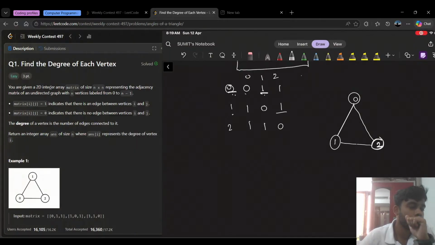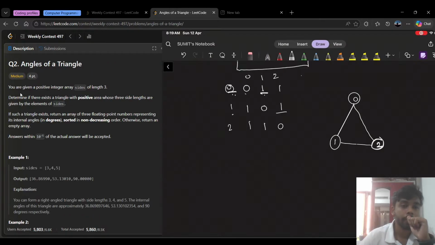Angles of a triangle. Okay, you are given a positive integer array, sides of length 3. Determine if there exists a triangle with positive area whose three side lengths are given by elements of sides. If such triangles exist, return an array of three floating point numbers representing its internal angles, sorted in non-decreasing order, otherwise return an empty array.